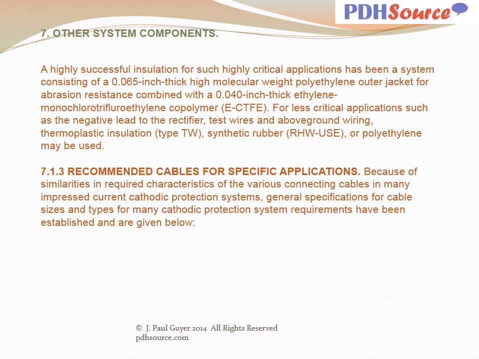Because of similarities in required characteristics of the various connecting cables in many impressed current cathodic protection systems, general specifications for cable sizes and types for many cathodic protection system requirements have been established and are given in the next table.